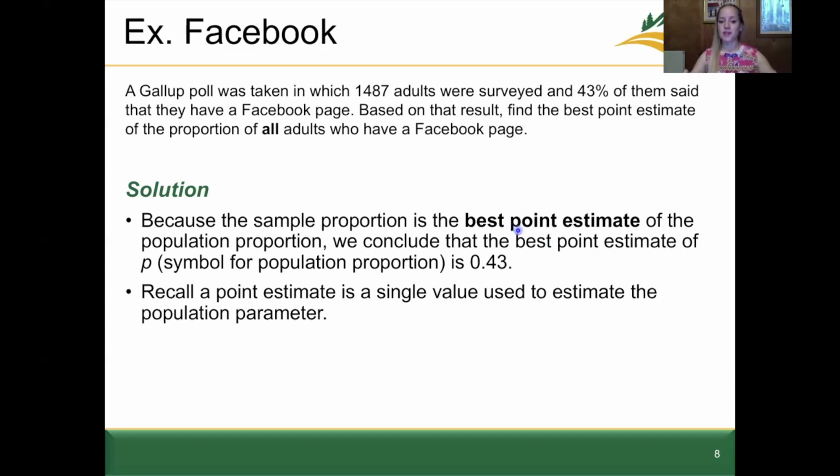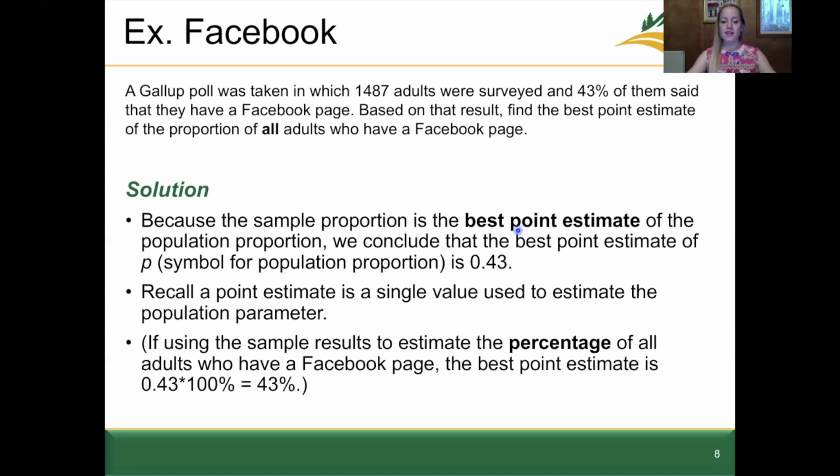of an entire population. If a question asks us instead for the percentage of all adults who have a Facebook page, then we'd take this 0.43, convert that back into a percentage, so that's 43%. That's what's given to us in the problem already, right here. So what we're doing in this question is we're taking a sample of all adults where our sample size is 1,487. Amongst this sample, we have a certain percentage of adults that do have a Facebook page. That's 0.43 as far as probability. It's 43% as far as a percentage.